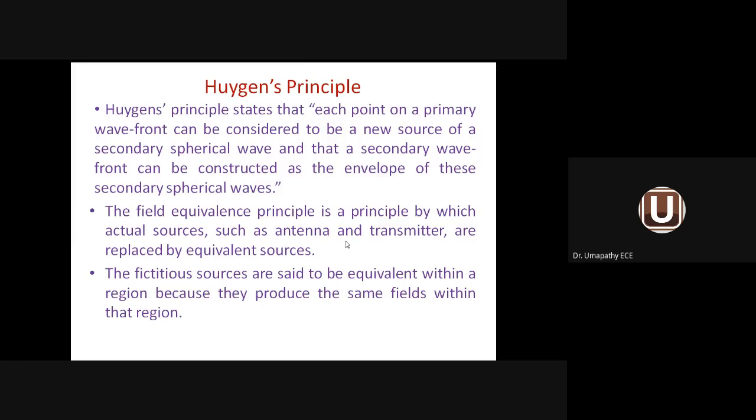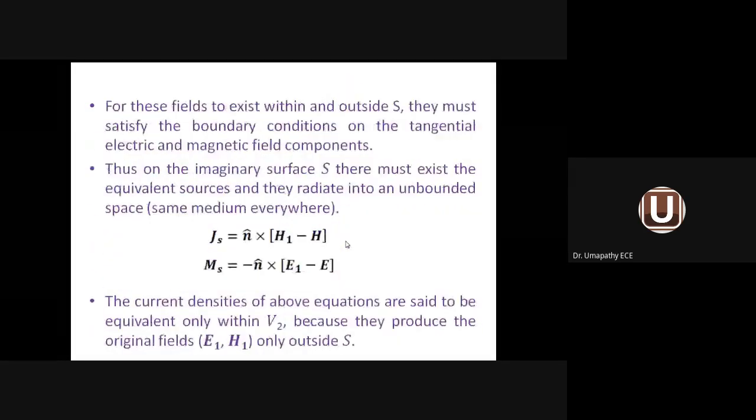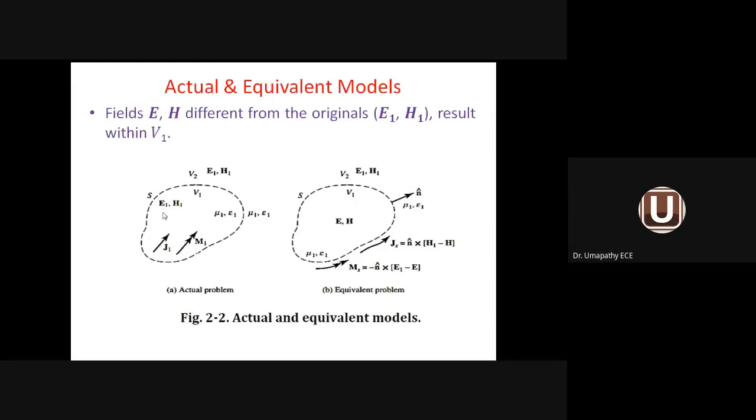For that, we went for Huygens principle or field equivalence principle. So I was explaining this diagram. This one is the actual problem. This is the equivalent problem. We are having 2 sources, J1 and M1, current density and magnetic current density. E1 and H1 are the electric and magnetic fields available within the volume V1. V2 is the volume outside V1, which is infinite in size as well as shape. And we are getting some electric and magnetic field outside, in the volume V2. We want to determine the radiation characteristics outside the volume V1.